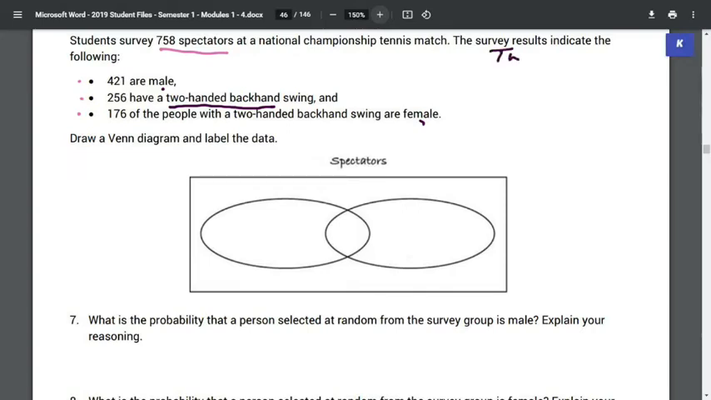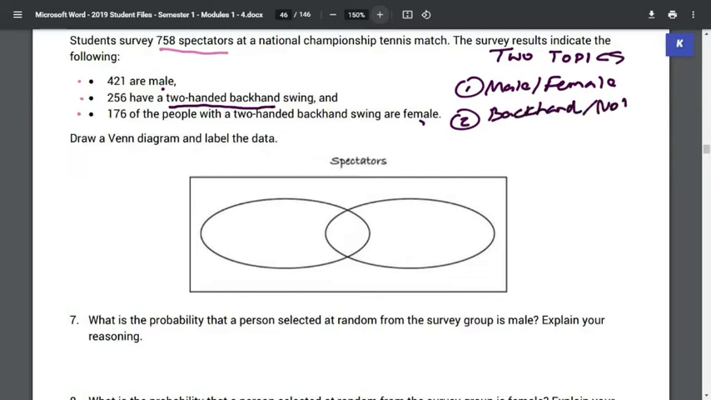So I'm just going to call this two topics. Our first topic is that the people in the survey are male or female. And the second is that they have a backhand or they don't have a backhand. So those are the two things that are going on. So what we're going to do when we label our Venn diagram, we are going to pick one of each. So we're going to pick one of each topic. So we're going to pick either male or female, either backhand or not a backhand.